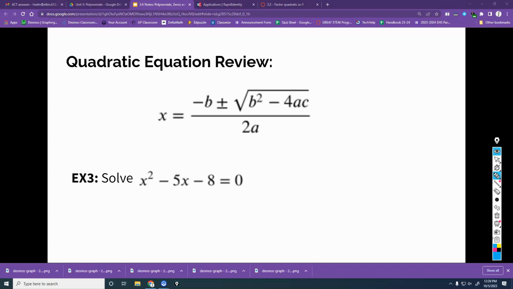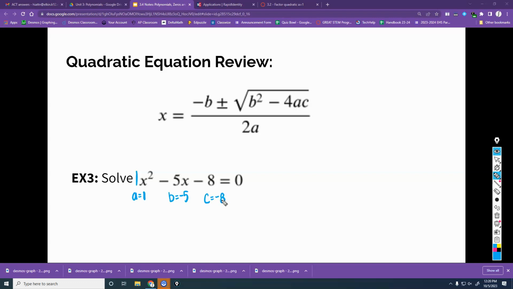So the quadratic equation. Whenever you're doing the quadratic equation, you need the x squared to be first, the x to be in the middle, and the number that is a constant by itself at the end. There is a 1 in front of here, even though we cannot see it. So for this, our a value would be 1, our b value would be -5, and our c value would be -8.